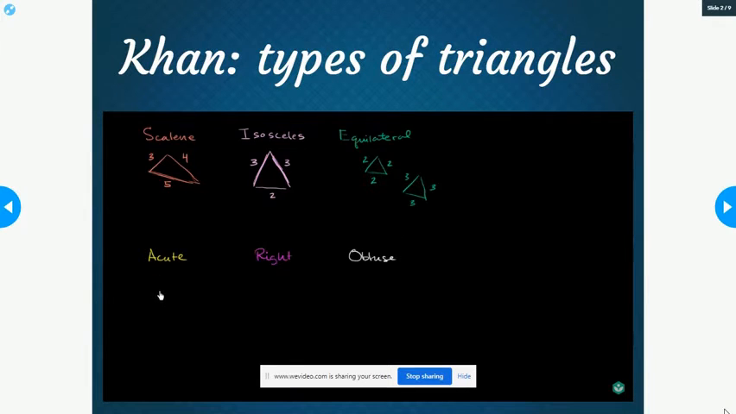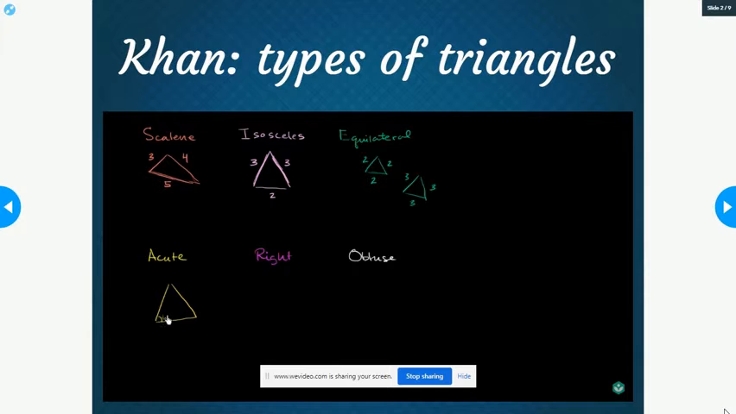Now down here, we're going to classify based on angles. An acute triangle is a triangle where all of the angles are less than 90 degrees. So for example, a triangle like this. Let me draw it a little bit bigger so I can draw the angle measures. So let's say a triangle like this.